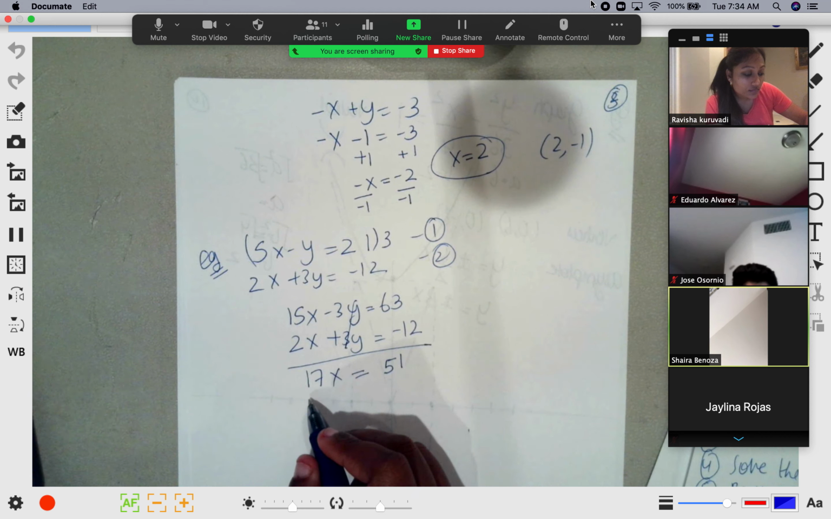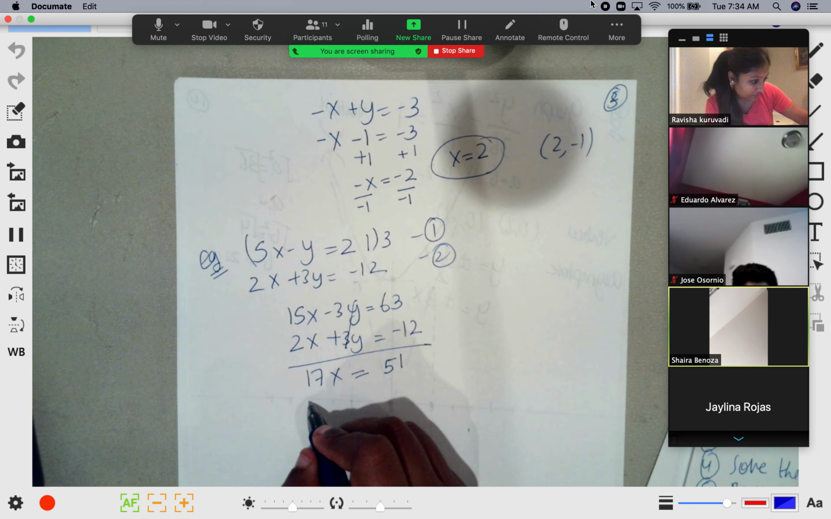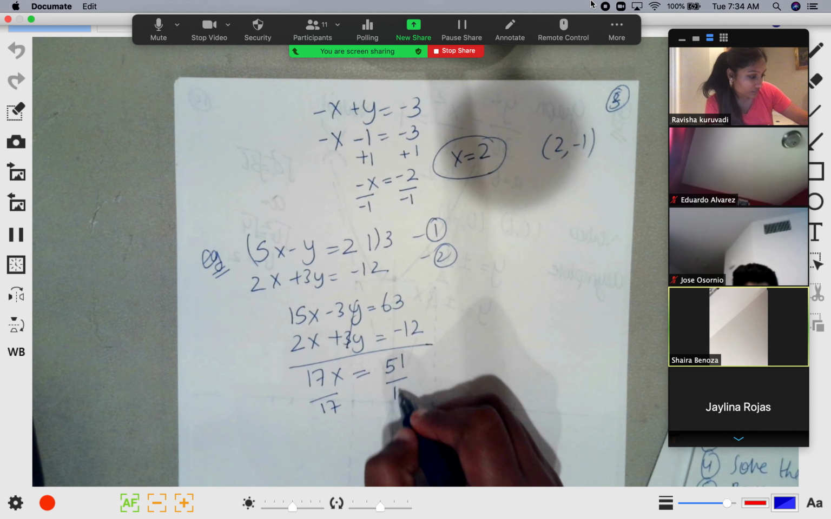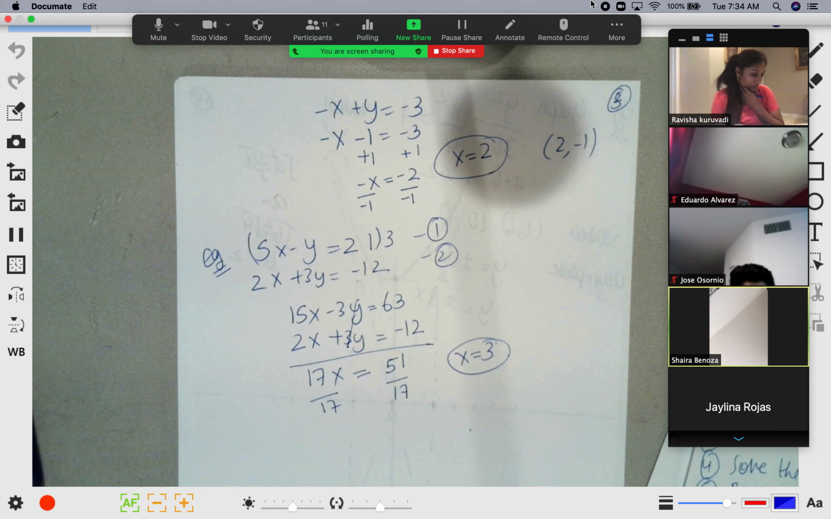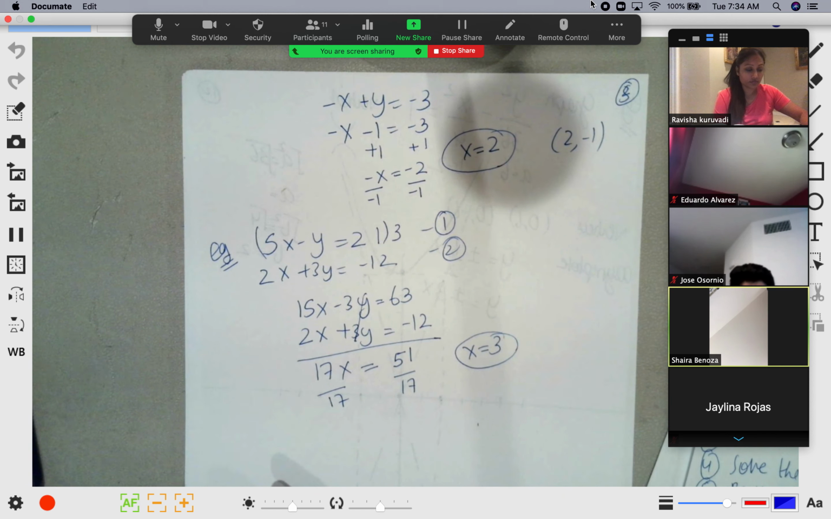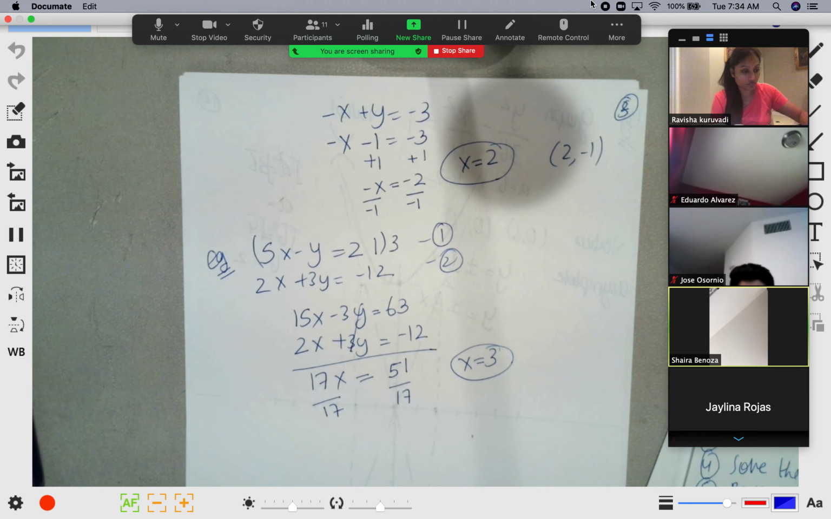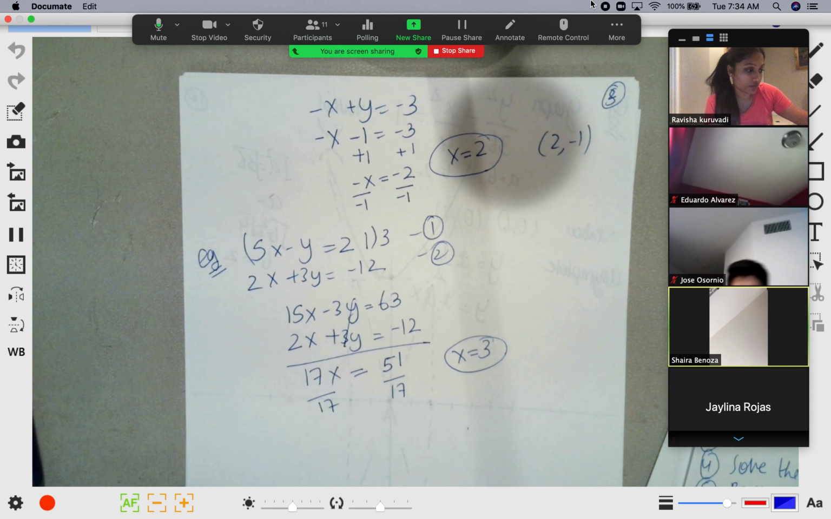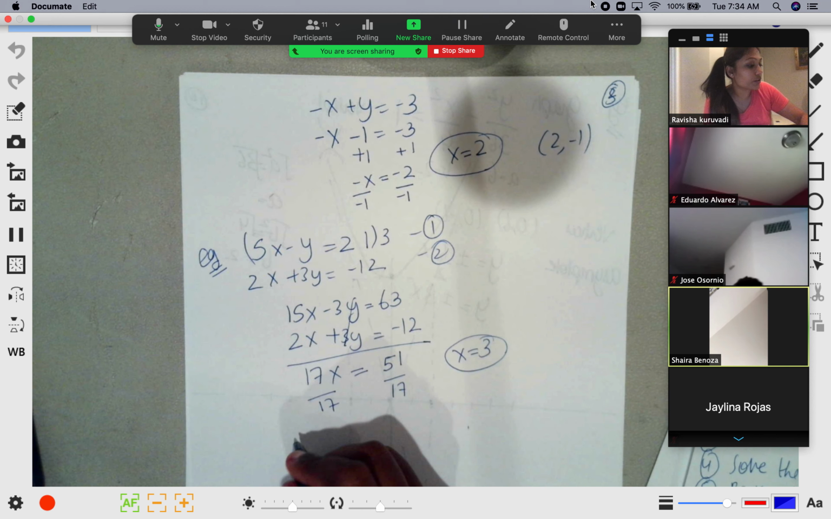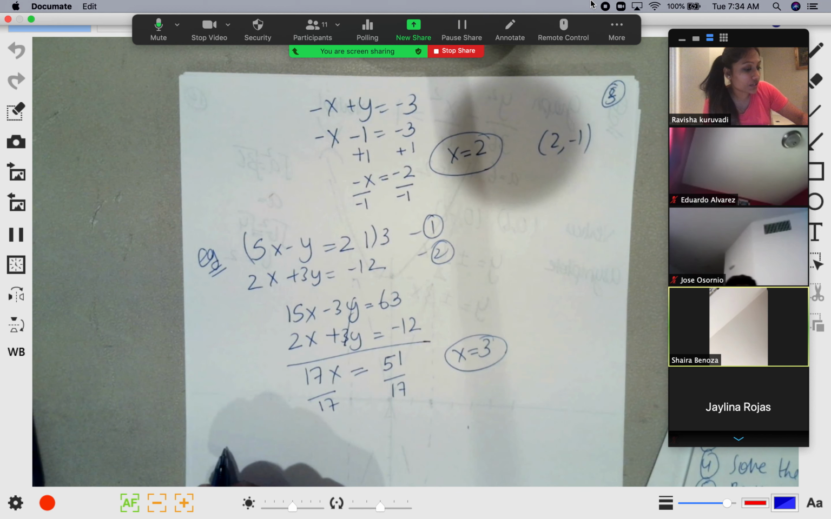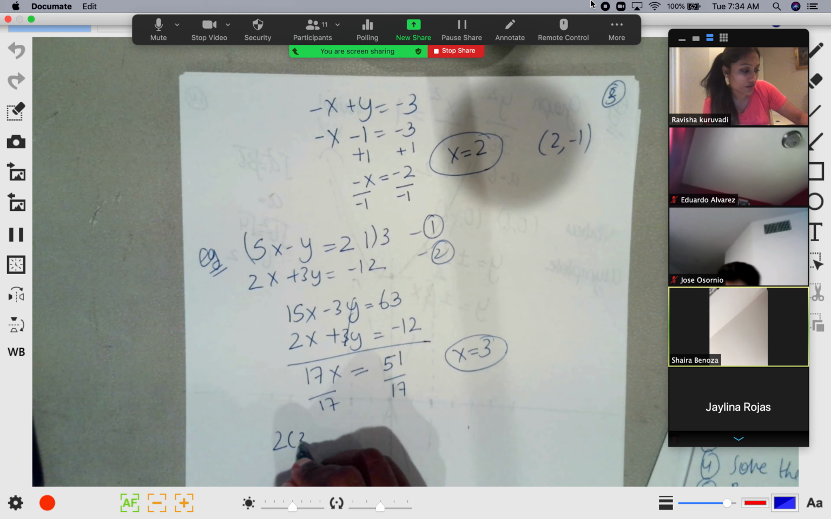And then we divide by 17 on the other side too, and you get x equals 3. Correct. And how do I find y? We substitute this into the other equation. Which equation do you want to substitute, 1 or 2? I'll do 2. So it becomes 2 times 3 plus 3y is equal to negative 12.